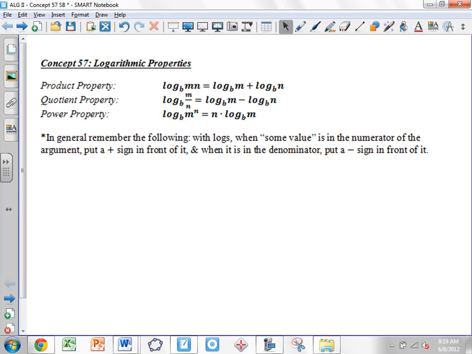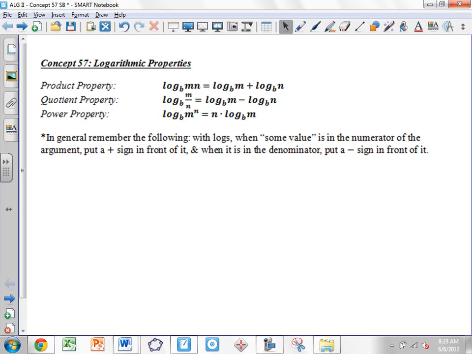This is much easier to remember than rules. All I think about when I do these is I break the whole thing up. Whatever's in the bottom, I put a negative sign in front of it. Whatever's in the top, I put a positive sign. Remember, they must be factors then. So I'm going to go into an example where that doesn't perfectly exist.